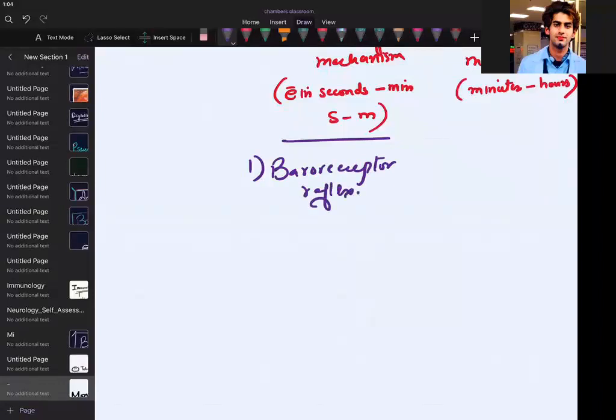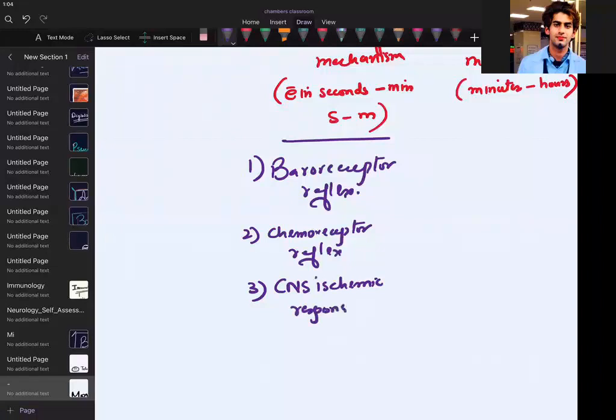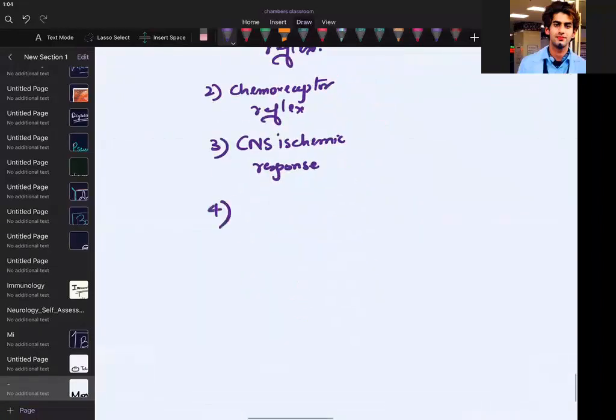Cardiovascular physiology is basically the largest part of physiology, so it is to be read in detail. Baroreceptor reflex. Chemoreceptor reflex. Third, CNS ischemic response. Number 4, epinephrine.